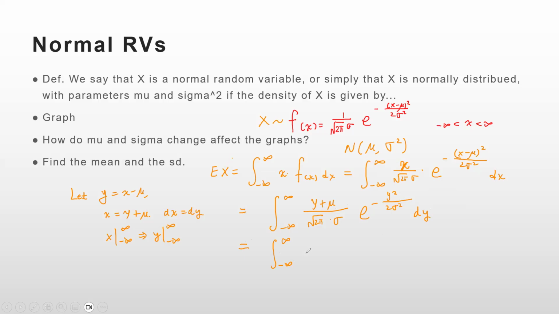And I have y over the square root of 2 pi times sigma. This is just constant. And I have that, then plus the integral from negative infinity to infinity. I have a mu on the top, bottom still square root of 2 pi times sigma, e to the negative y squared over 2 sigma squared dy.